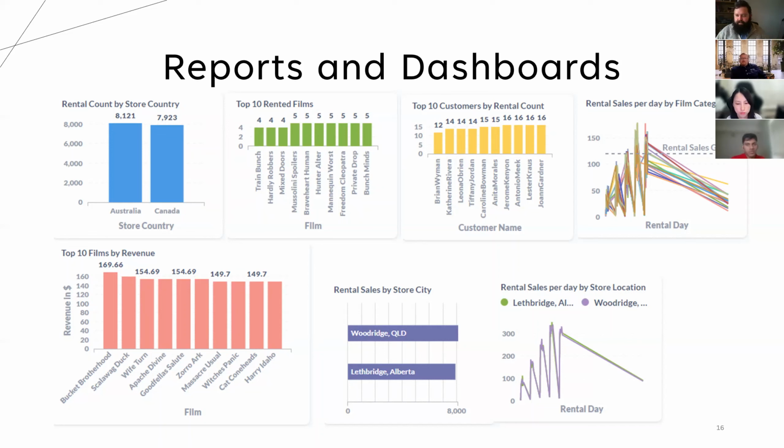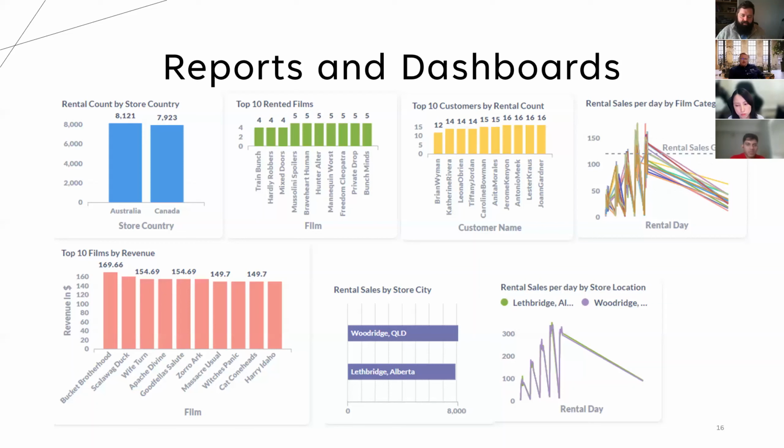The next one is the top 10 customers by rental count. So this is just a sample visualization that can give an insight into the top customers of the company. It will help the company launch some sort of loyalty programs or giving incentives to the top customers of the company. The next one is top films by revenue. It gives information regarding the top films which are generating the highest revenue. And using this, the company can launch some promotions to help boost its sales.